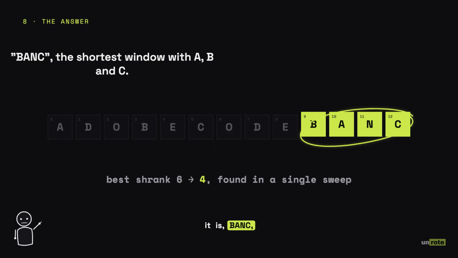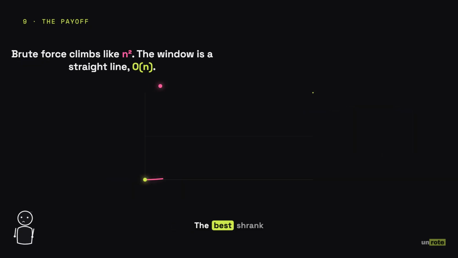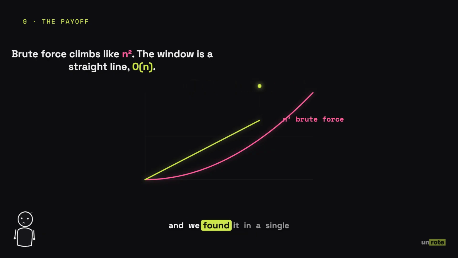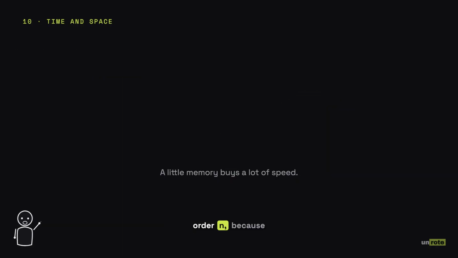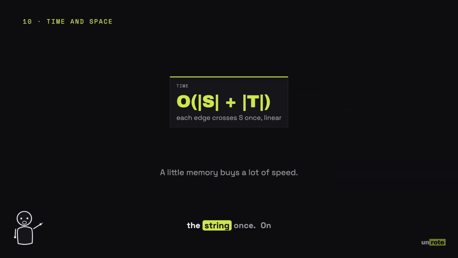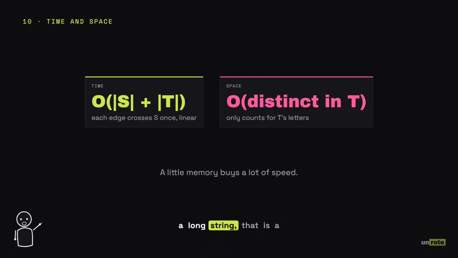There it is, BANC, the shortest window with A, B, and C. The best shrinks from 6 down to 4, and we found it in a single sweep. No restarting, no rechecking old windows. Compare the effort. Brute force climbs like n squared, that steep curve. The sliding window is a straight line, order n, because each edge crosses the string once. On a long string, that is 1,000,000 steps versus 1,000.